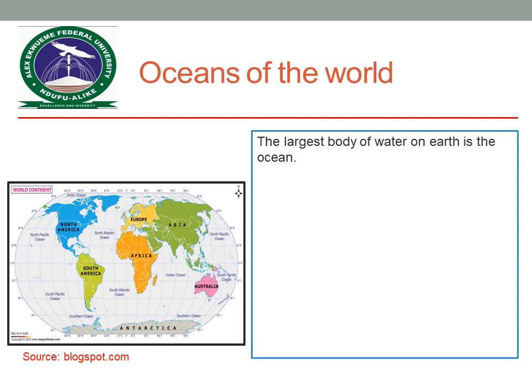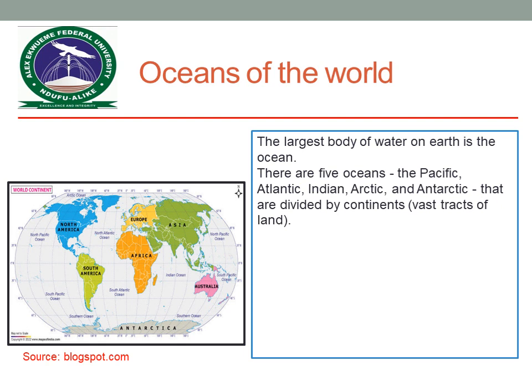The ocean is known to be the largest body of water on the Earth's surface. There are 5 oceans, namely Pacific, Atlantic, Indian, Arctic, and the Antarctic or Southern Ocean. These oceans are separated by vast tracts of land referred to as continents.